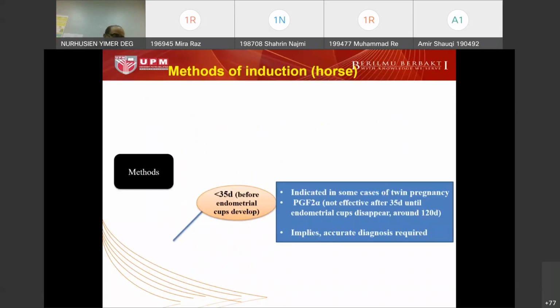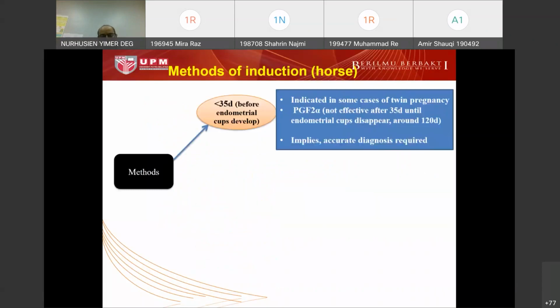So talking about the methods of induction for parturition is also a little bit different compared to cattle. We have the first 35 days of the pregnancy, and this period is a time where we don't have the endometrial caps. In mares, we do have these endometrial caps developing from the endometrium from 35 days onwards, and these endometrial caps are involved in the production of progesterone.